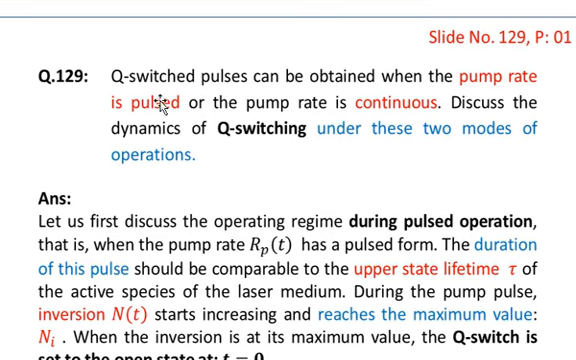Question is, Q switched pulses can be obtained when the pump rate is pulsed or the pump rate is continuous. Discuss the dynamics of Q switching under these two modes of operations.